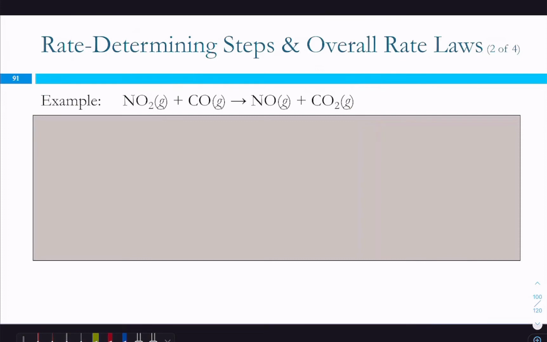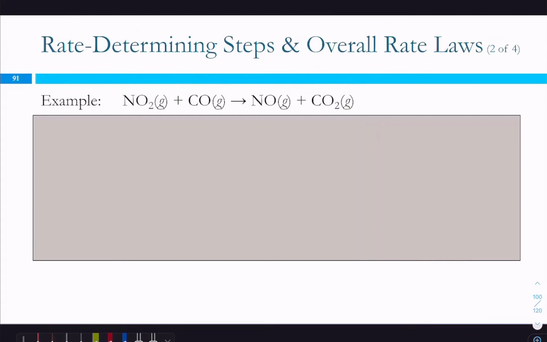So what experiments do we have that we could find the reaction order with respect to each of our reactants? A graph? What would we graph? We could do initial rates. Yeah, initial rates is kind of what I was looking for here. We could graph with changing concentration for each one, or we can do an initial rates experiment.